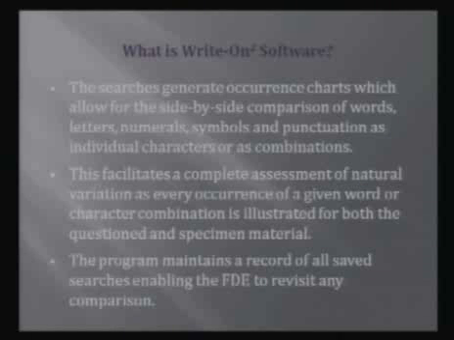So the searches that you conduct generate what are termed occurrence charts, and this allows for the side-by-side comparison of words, letters, letter combinations, numerals, symbols, punctuation, anything that is found within the written questioned documents can be searched for. Because of the versatility of the searches, it ensures that you can make a full assessment of the natural variation for whatever particular character or search string that you're dealing with, and you will see an illustration of each particular character that you're searching for.